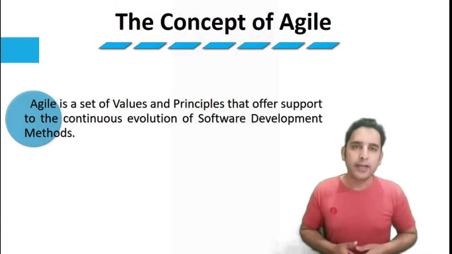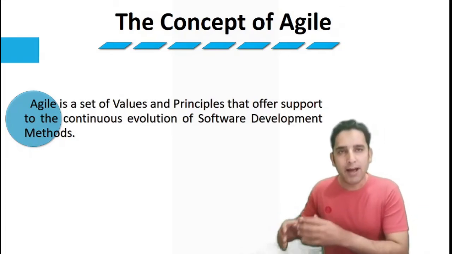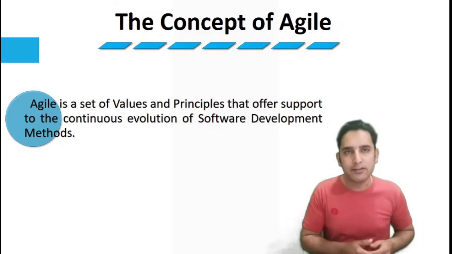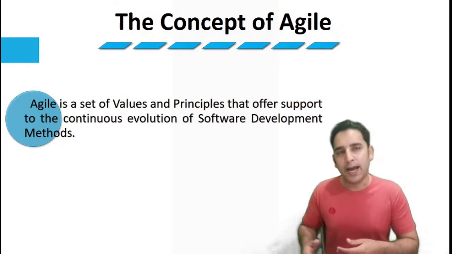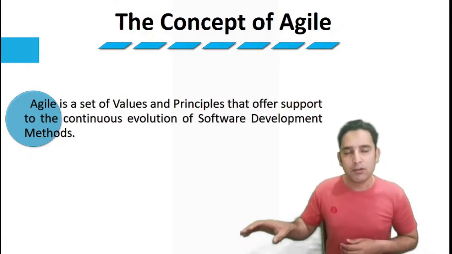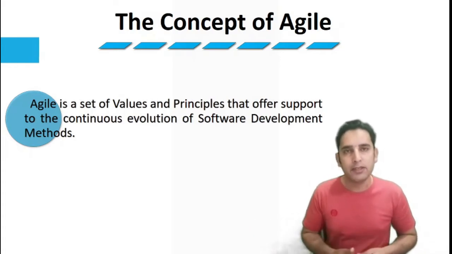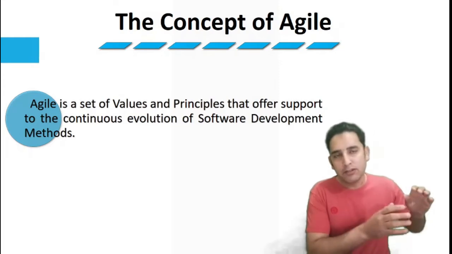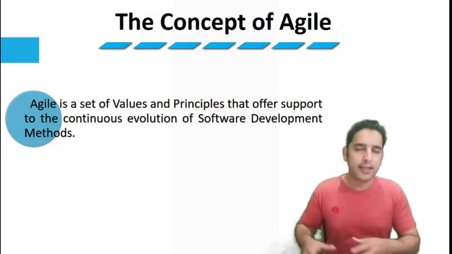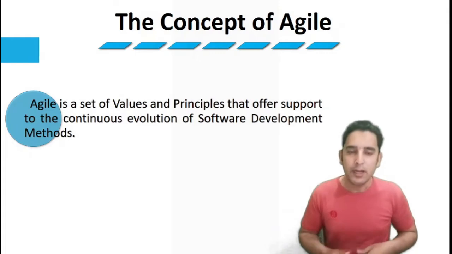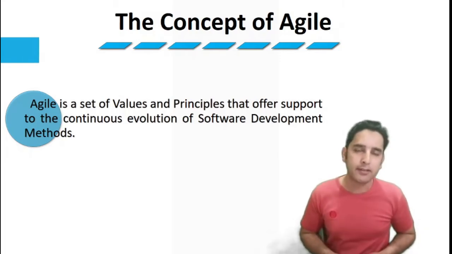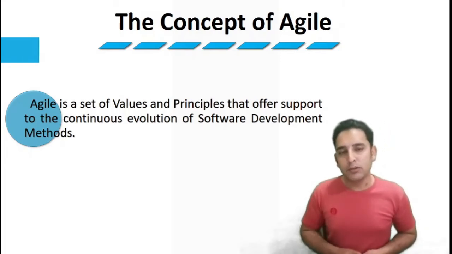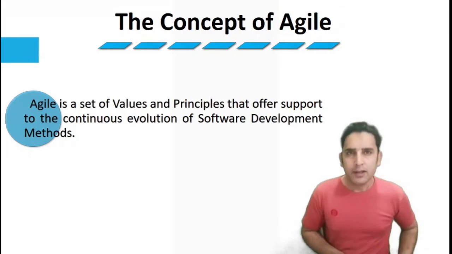If you want to get to know what those 4 foundational values and 12 guiding principles are, I have actually prepared a separate video in which I have explained the 4 foundational values, and then another video in which I have explained the 12 guiding principles of Agile that belong to the Agile Manifesto. So if you are interested in getting to know the details of the 4 foundational values and 12 guiding principles, the details of those videos are given in the description area.